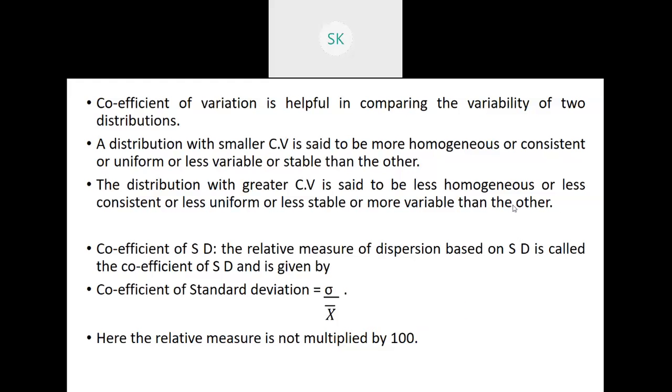Hopefully everybody understood the two slides, that is the theory part of coefficient of variation. Does anybody have a doubt? You can message in chat and let me know if you have any doubt.